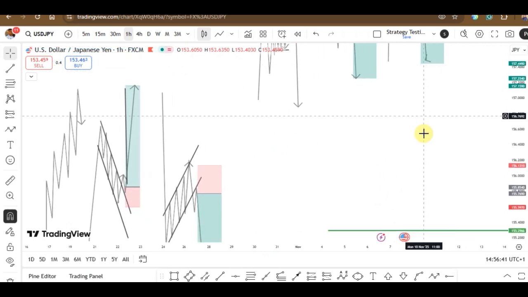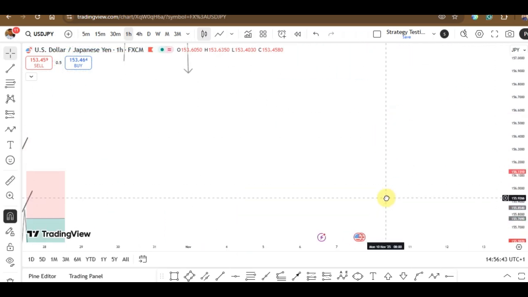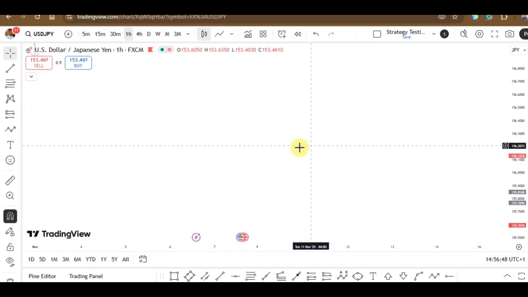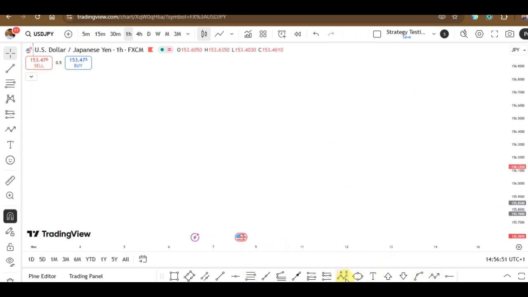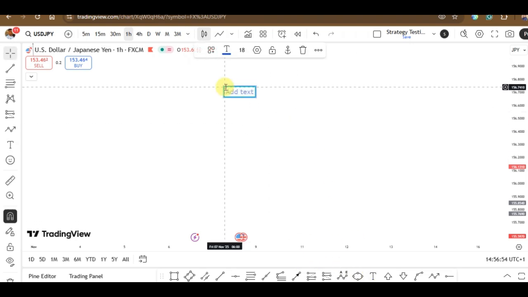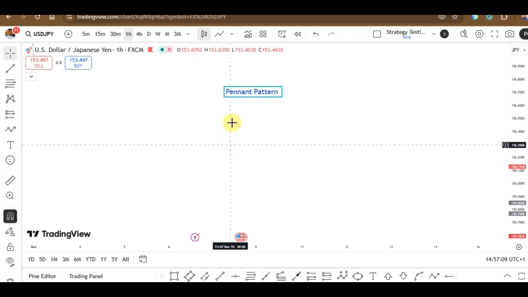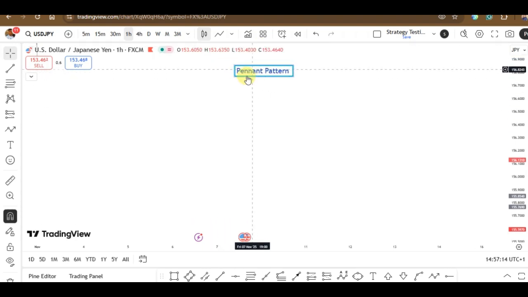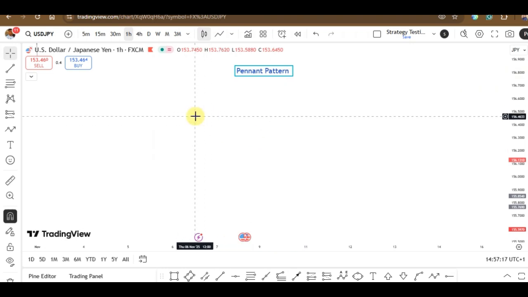I'm going to use this part to explain it. I'm going to move this green line. So now we want to talk about the pennant pattern, both the bullish and the bearish.